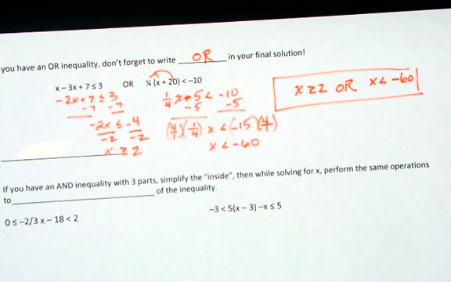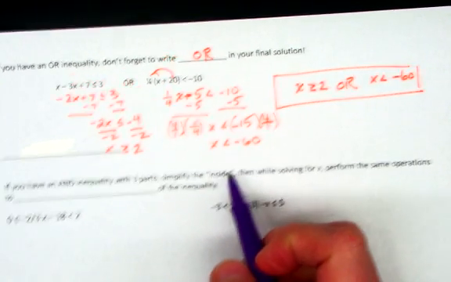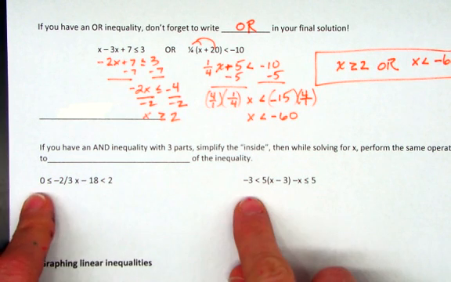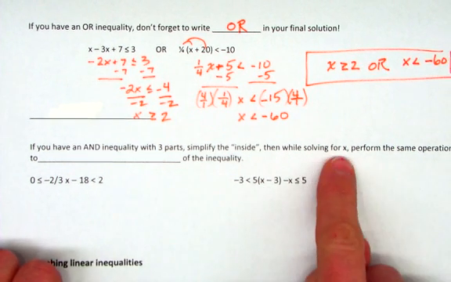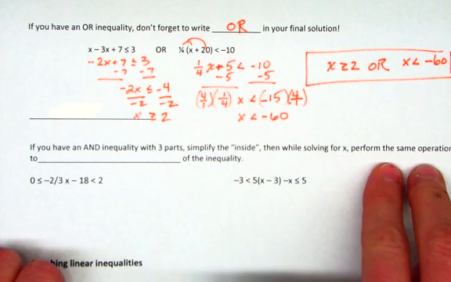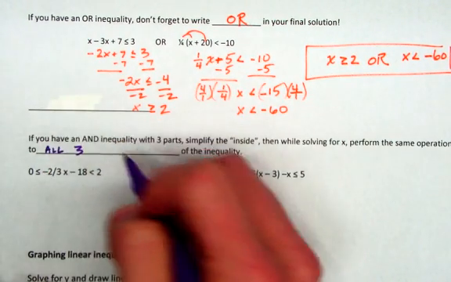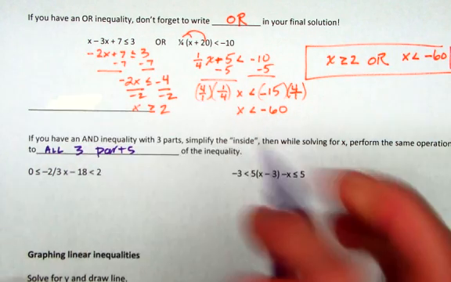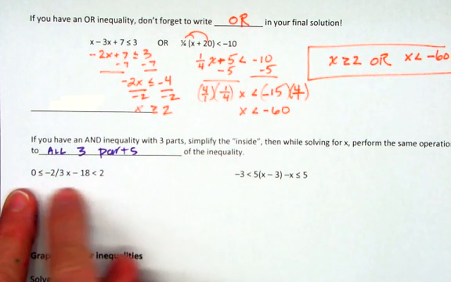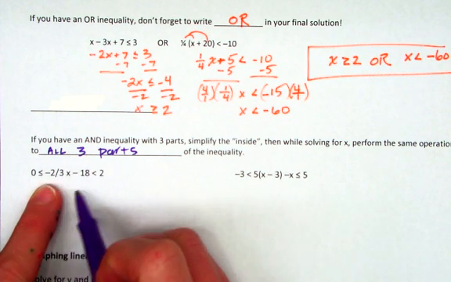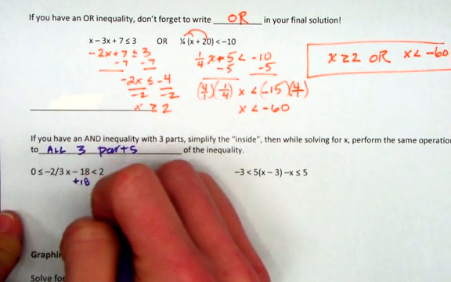Now, if you have an and inequality with 3 parts, what's going to happen is you want to simplify the inside. All right, so we have 3 parts, 1, 2, 3. You're going to simplify whatever's in the inside, and while you're solving for x, you're going to perform the same operations to all 3 parts of the inequality. So let's take a look. On the inside, nothing to simplify. So if I'm going to solve for x, the first thing I want to do here is add 18, but I'm going to do it 3 times.